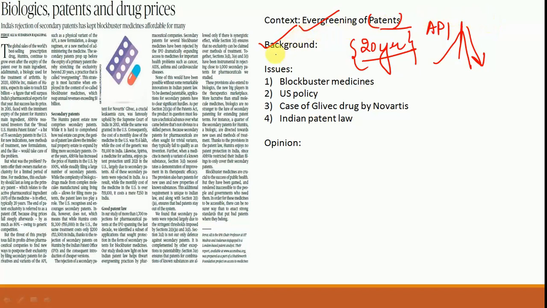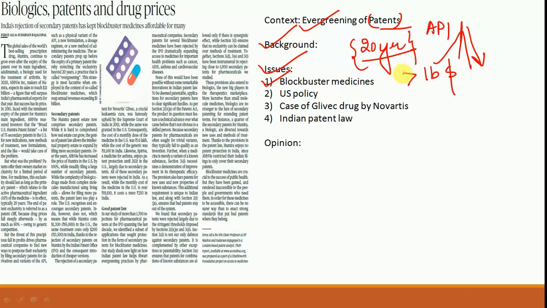Now, coming to the issues which have been discussed. First issue is with regards to blockbuster medicines. Now, here you need to understand something about the blockbuster medicines. They are blockbuster from two perspectives. One, they are blockbuster because they bring in a lot of annual revenues to the company. For example, it has been given in this editorial that many drugs bring a revenue of greater than $1 billion in a year. So this is something that is important for these drug companies.